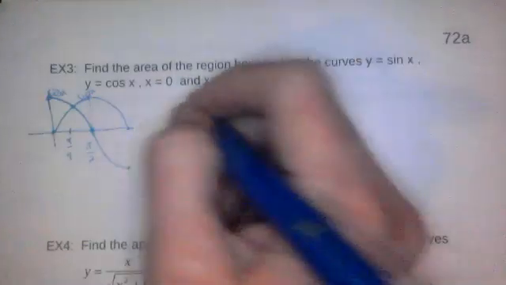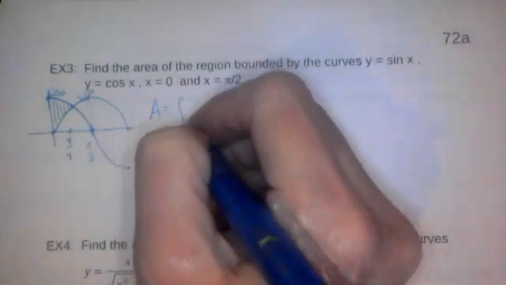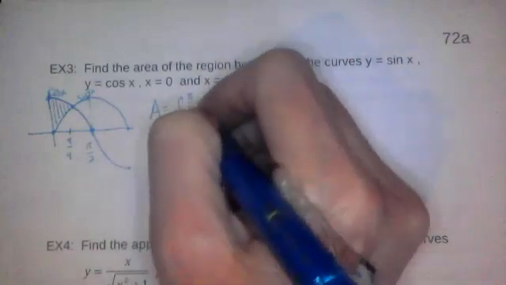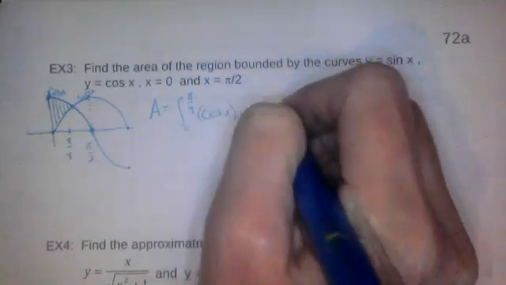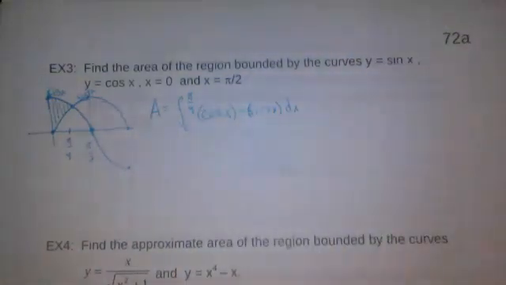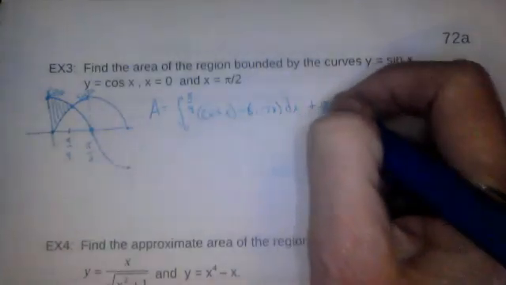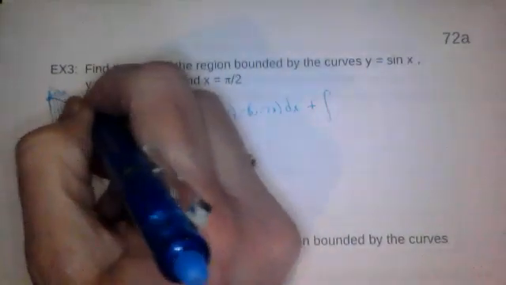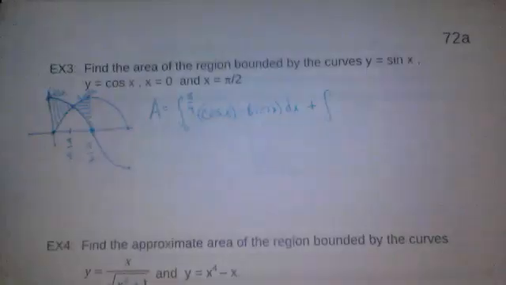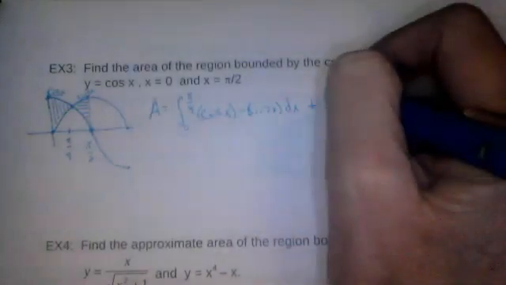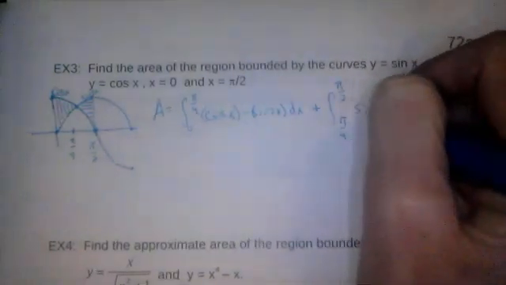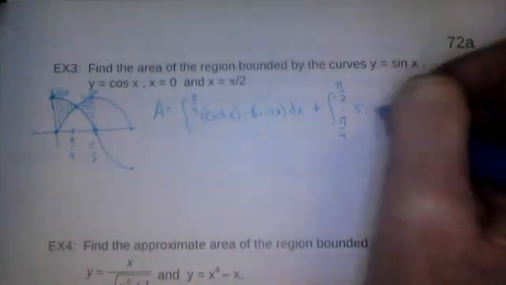But what we're going to have to do is, for this first area right here, we're going to do the integral from 0 to pi fourths of the top function, which in this case is cosine x, minus the bottom function, sine x. And then we'll have to add to that this other part over here where the sine is on top. So this would be the integral from pi fourths to pi halves of sine x minus cosine x.